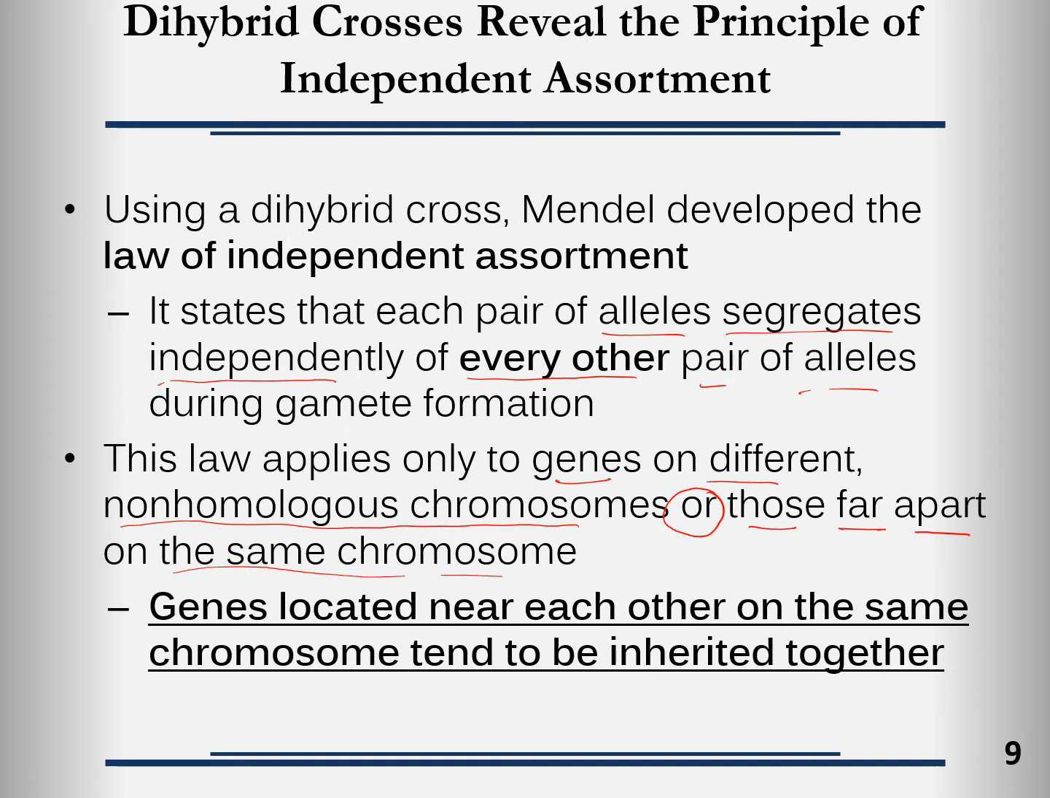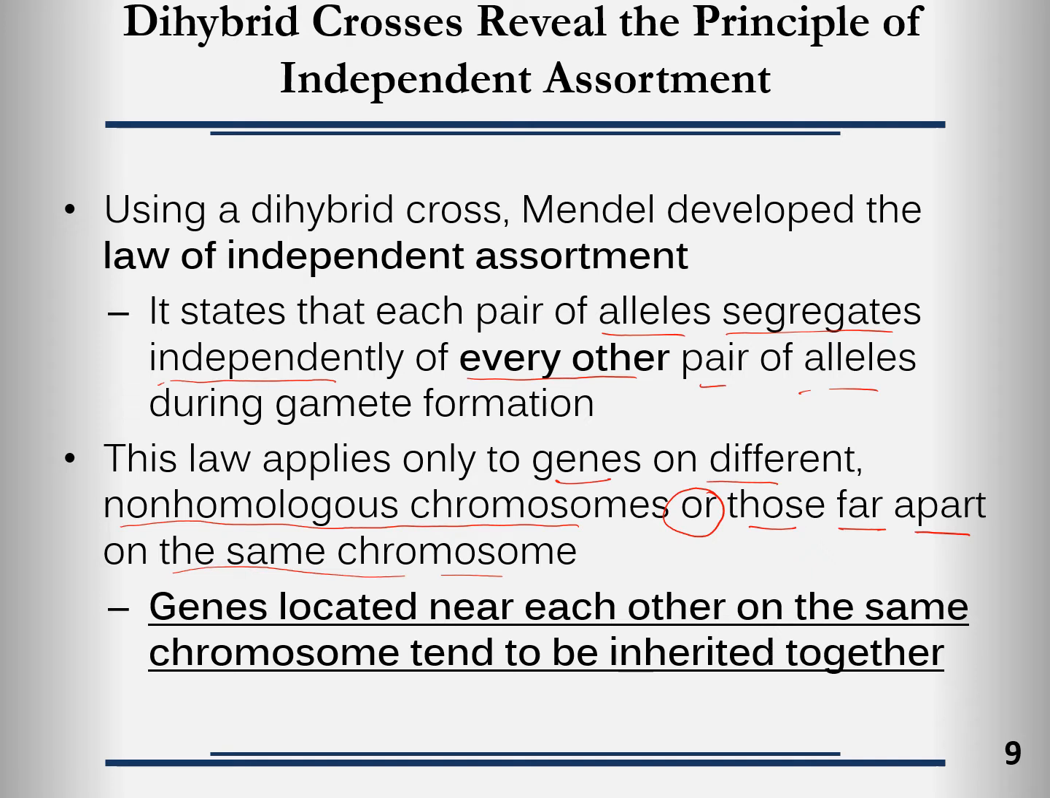So it is only the scenario if they're on separate chromosomes or sufficiently far apart on the same chromosome. Now, if you're listening to that and thinking, well, what does sufficiently far mean? Well, we will talk about that in a later lecture. What Mendel did not know, that we now know, is that genes that are near each other on the same chromosome tend to be inherited together as a package.